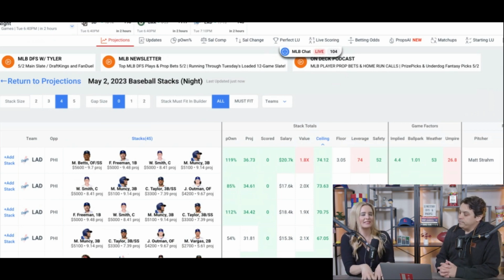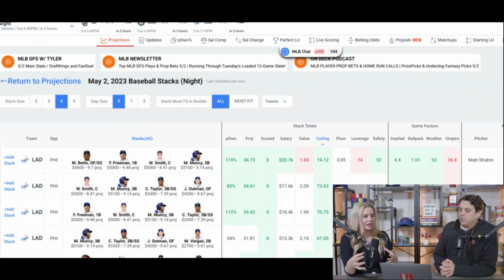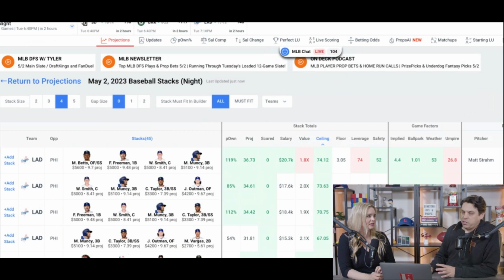Is there a size stack that you're leaning towards? Does it depend on the contest you're playing? So, what's your advice there? Yes. All of it matters a little bit.